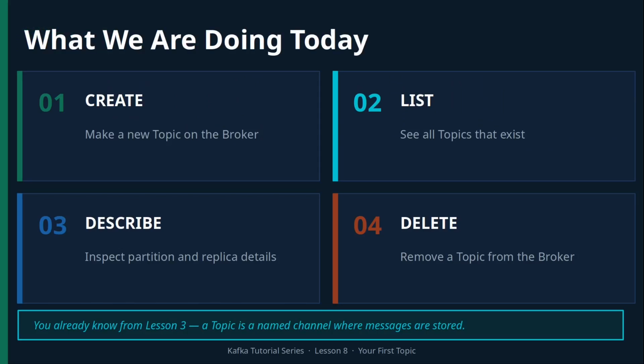Here are the 4 things we are doing today. First, create. We will make a brand new topic on the broker. Second, list. We will ask the broker to show us all topics that exist. Third, describe. We will inspect a topic and read its partition and replica details. Fourth, delete. We will remove the topic from the broker completely.